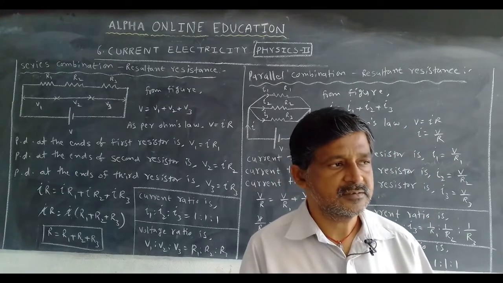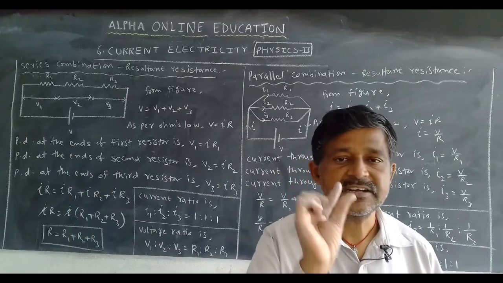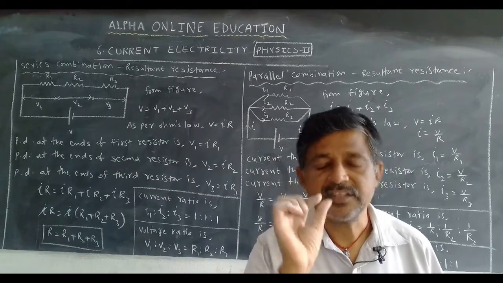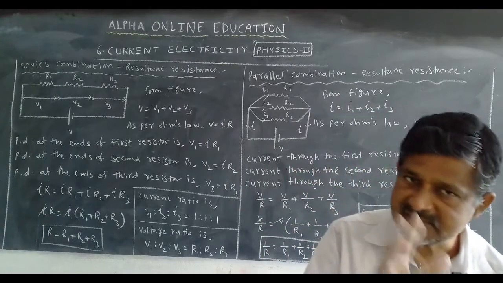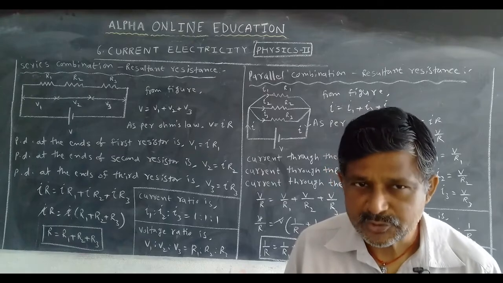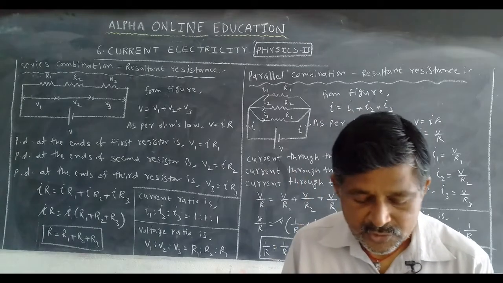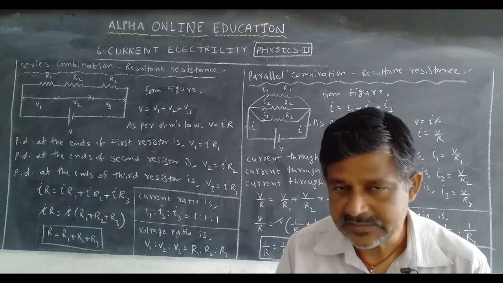Another step is we want to reduce the area or thickness. When the thickness decreases, resistance increases. Why? R is proportional to 1 by A. It means to increase the resistance, we must increase the length.